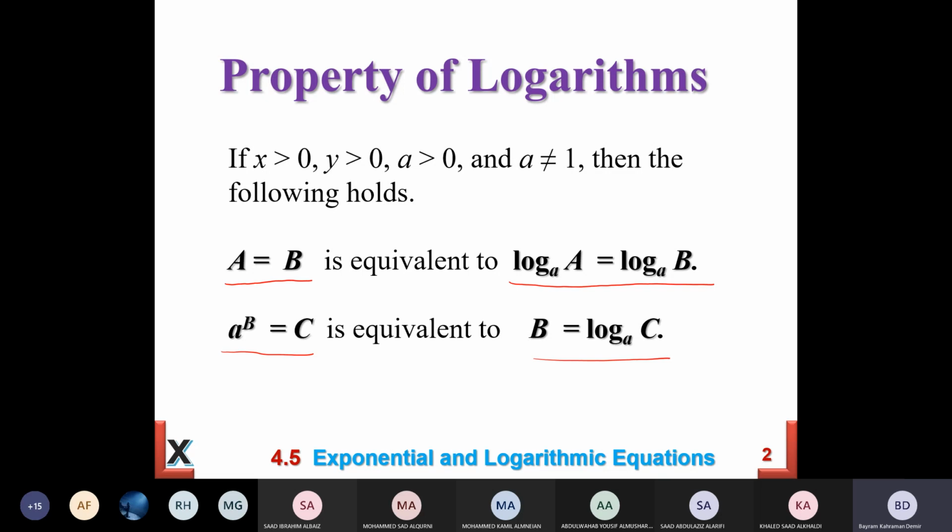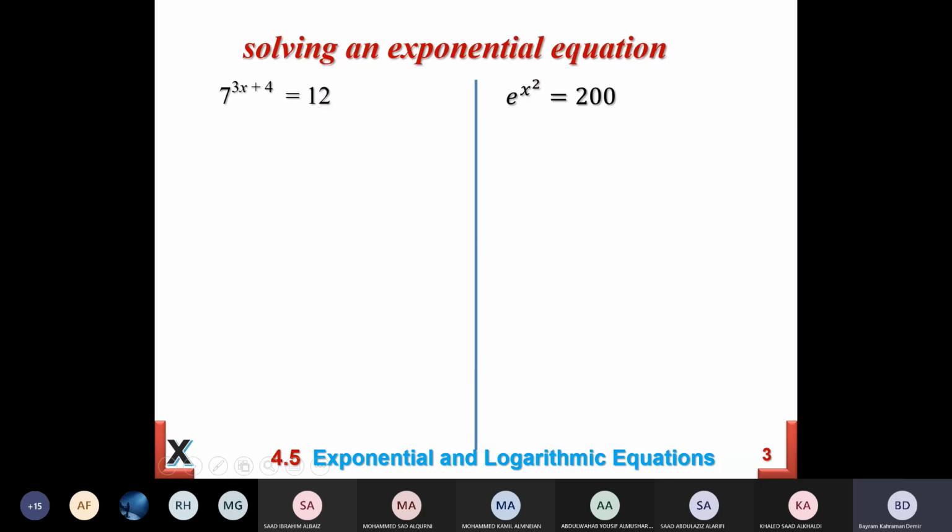Okay, we'd like to start with simple expressions to see how to solve the exponential equations. Imagine if you have 7 to the power of 3x plus 4 equals 12. So we will try to find the power. Well, if you are trying to find the power, that means you need to use a logarithm, right? So we need to write that 3x plus 4, the power, is going to be equal to the logarithm of 12 base 7. Correct?